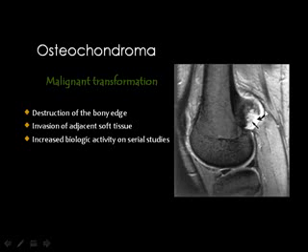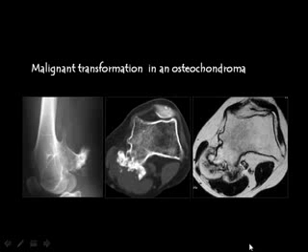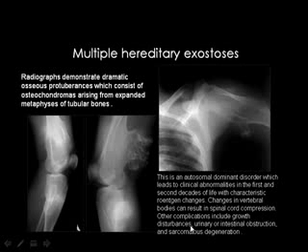If it is more than 1 centimeter, with erosion of the underlying bone, then you are suspecting the development of malignancy, the change of osteochondroma into a chondrosarcoma. And this is a malignant transformation in an osteochondroma. By plain X-ray, you only identify destruction of the apex of the osteochondroma. By CT, you can see the destruction better, and you can judge the thickness of the cartilage cap. By MRI, you can see better the thickness of the cartilage cap and the destruction of the underlying bone.